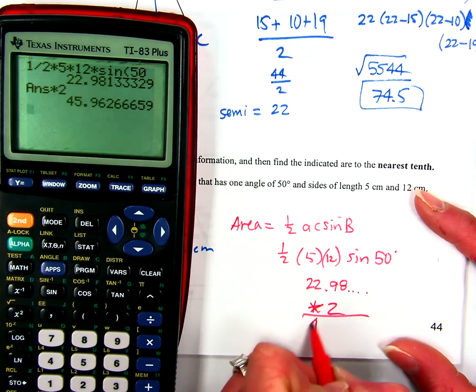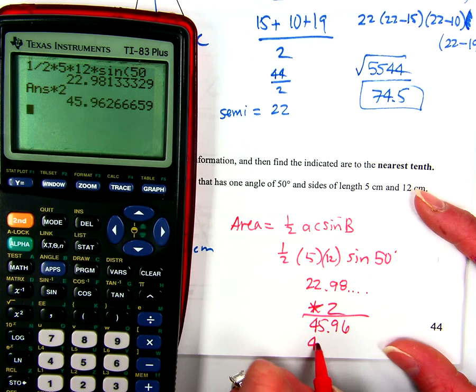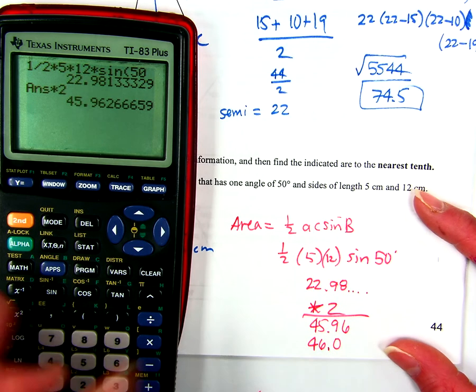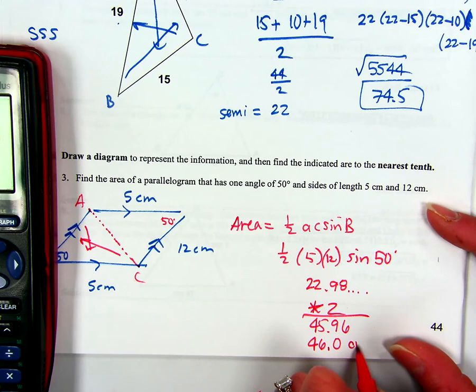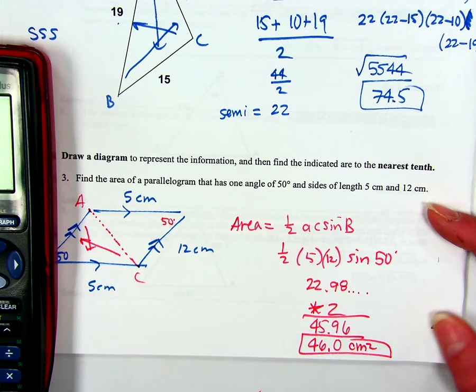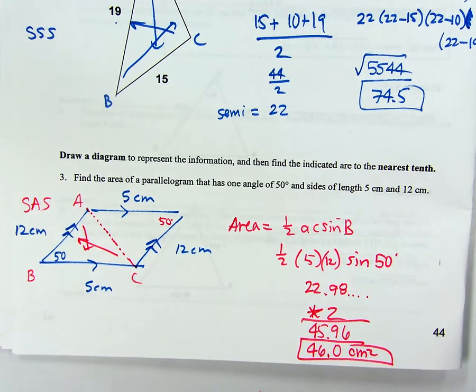So I have 45.96, or otherwise known as 46.0. And since these were centimeters, I'm going to call this centimeters squared. And you're all done with all your trig notes for the chapter.